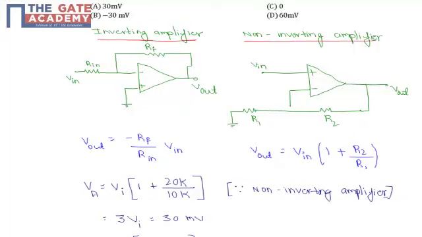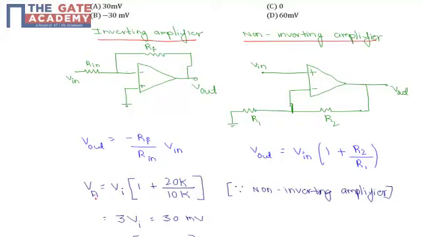Whereas in the non-inverting amplifier, the positive terminal is connected with the input voltage and the negative terminal is connected with two resistances, R1 and R2, serially, and this is the output. For the inverting amplifier, Vout is equal to minus Rf divided by Rin into Vin, whereas for the non-inverting amplifier, the output voltage V0 is equal to Vin into 1 plus R2 divided by R1. Applying these two concepts to the given circuit.